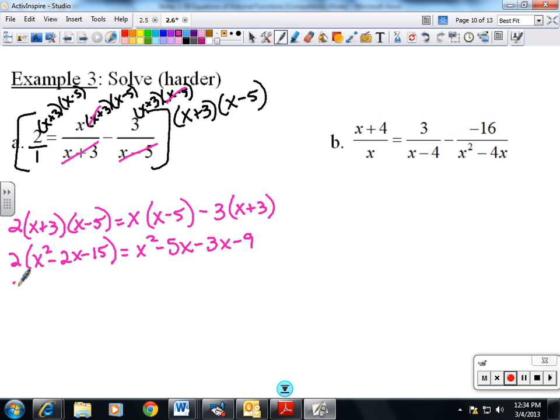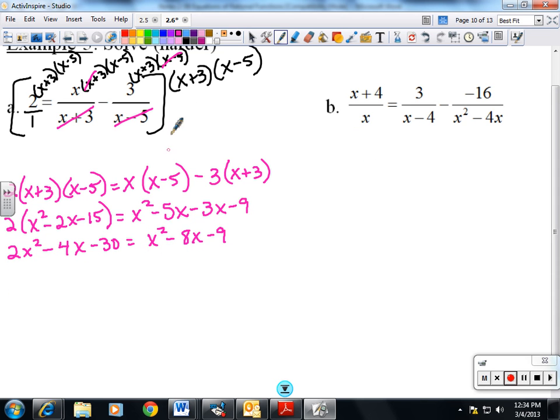This is a quadratic. I'm going to go ahead and FOIL this out: 2x squared minus 4x minus 30. Combine like terms. That's x squared minus 8x minus 9. Get everything on one side, because you've got to set it equal to 0. So I'm going to move this here. That'll be 1x squared, and then add 8x, so that's plus 4x. And then add 9, minus 21 equals 0.